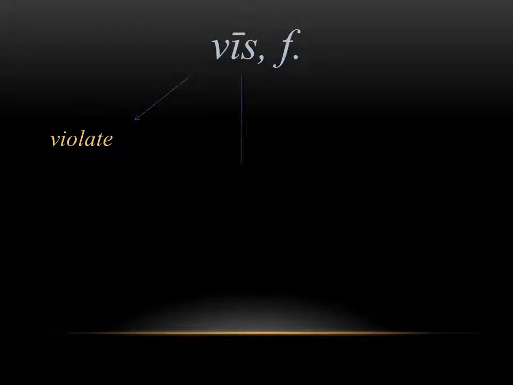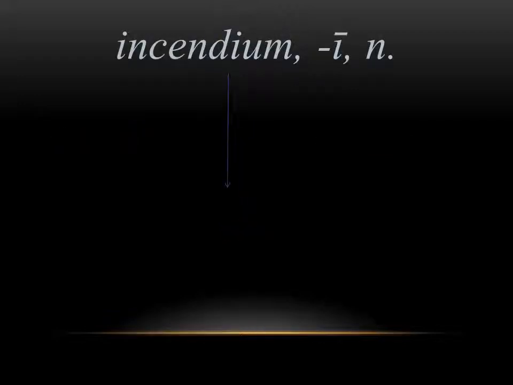Next, we have vis, which means force. And in English, you get words like violate, vim, and violence, and they all have to do with being forceful. Next, we have incendium, which means fire. And in English, you get incendiary. If you call something or someone incendiary, it means they're kind of setting things on fire. Or another good word in English is inflammatory. It's the same idea. It has to do with burning or fire.